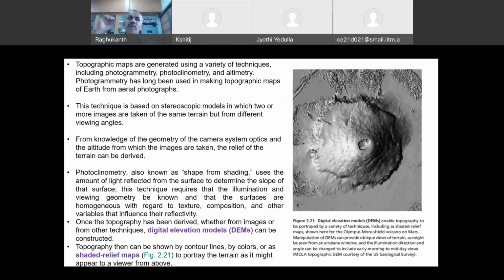These topography images and digital elevation models are very important. These are DEM images. Once you get this DEM set, you can construct the topography contours, or you can make shaded relief maps, which show the topography itself.